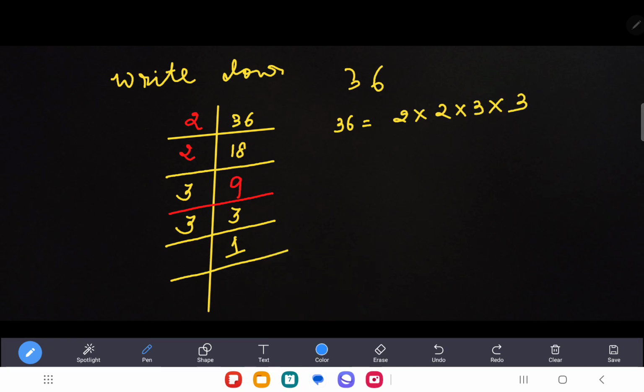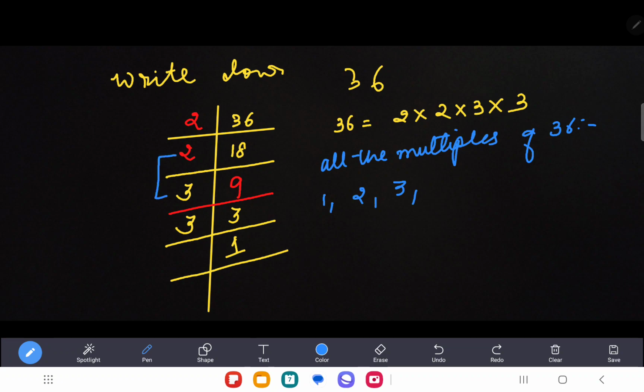Right, Adam? And you have the multiples. All the multiples are very common. All the multiples of 36, you can see all the numbers. 1 is a multiple, 2 is a multiple, 3 is a multiple. 3 times 2, 6 is a multiple. 2 times 2, 4 is a multiple. 9 is a multiple. 18 is a multiple. 36 is a multiple. That's it. Are you understanding, Adam?